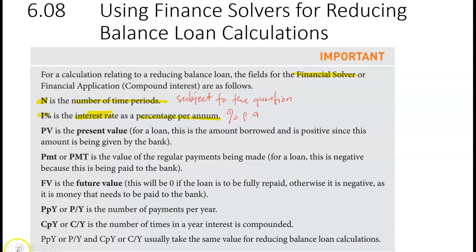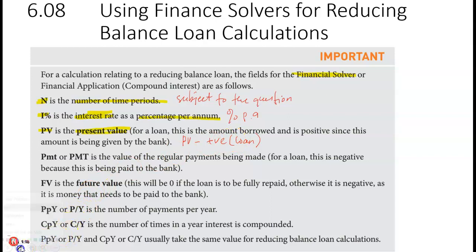Next one, present value. Now we are looking at the loan scenario here. What happens when you take a loan? The bank will give you the money, right? So in this case, present value will be positive. You have a positive value when you are having a loan scenario. The bank gives you money, so money goes into your pocket.